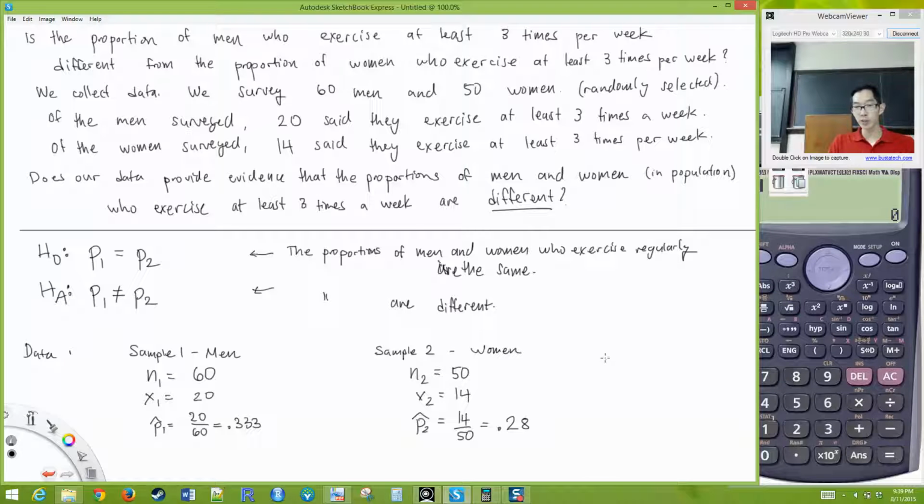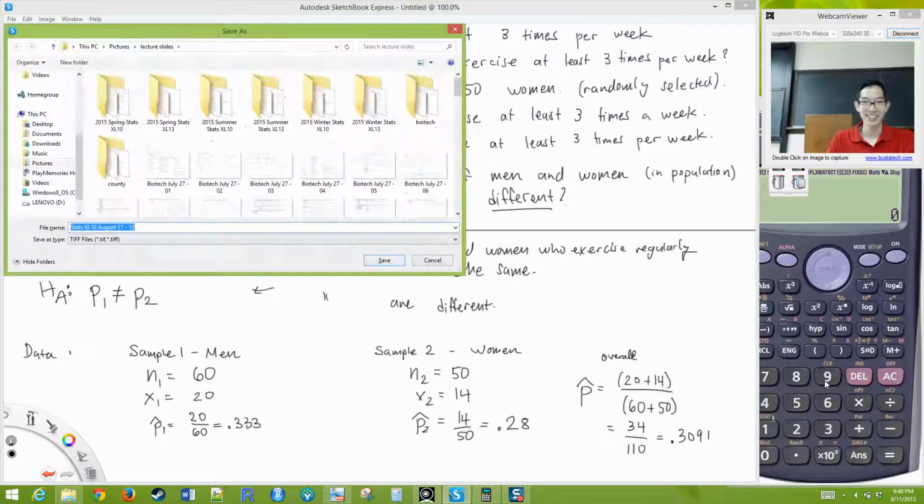Okay. And what is my overall p hat again? Overall p hat is equal to 20 plus 14 divided by 60 plus 50. So I get 34 divided by 110, 0.30909. I'll just call it 0.3091. Is this okay? Everybody happy? That's what I like to see.